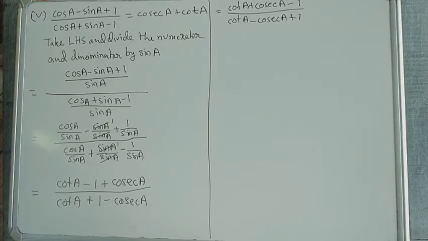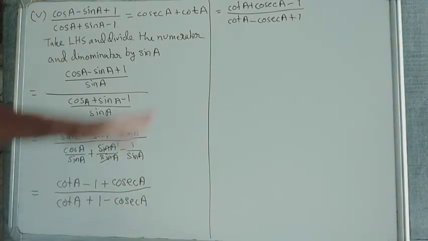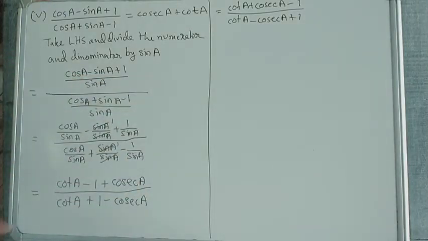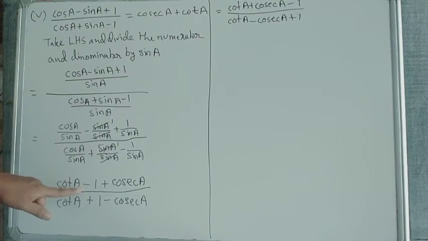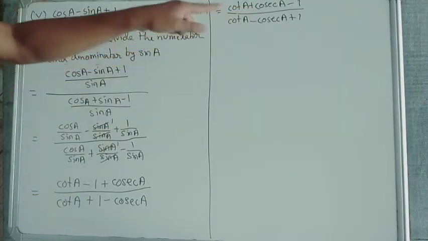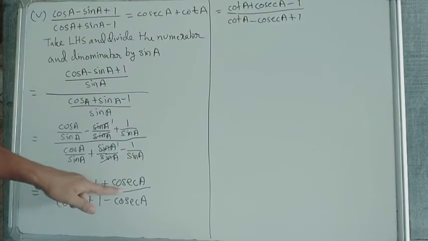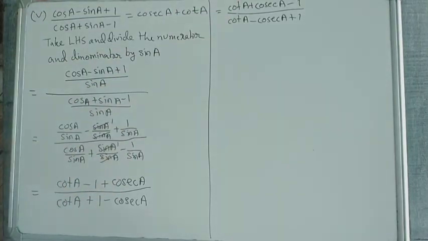Just the 1 I am bringing to the corner, that's all. We have not done anything else. So remember the sign. Don't forget that there is a plus, so this will be plus, not minus. You will think cot A minus, so you will write cot A minus, but the sign with cosec is plus, so that plus will come.